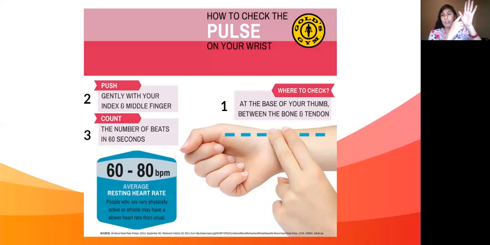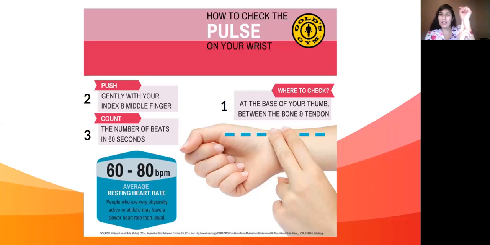If you follow your thumb down to your wrist, right here, there's going to be a little bone and a tendon. So there should be maybe a little crease that you can put your fingers in. Then you're going to go to the next step, which says apply gentle pressure with your index and your middle finger. So these 2 fingers only are the fingers you're going to want to hold right here.